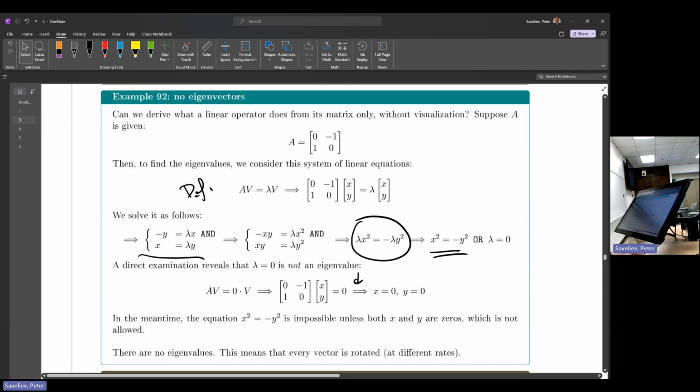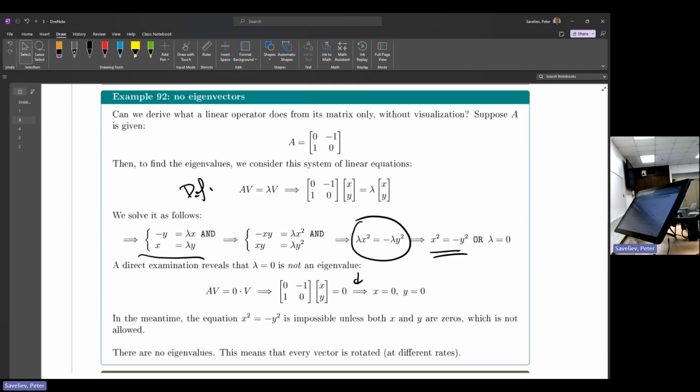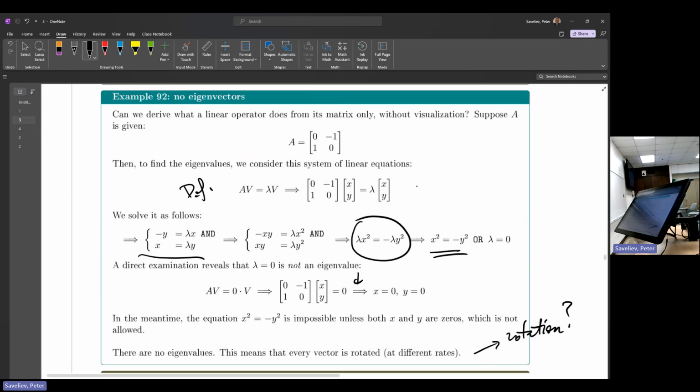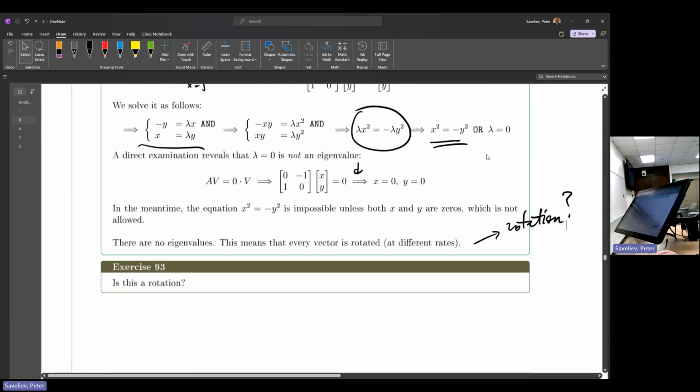So there are no eigenvalues, there are no eigenvectors, and then you might guess that it must be a rotation. Yes, it is a rotation. Which means that the dynamics of this might have something to do with the predator-prey model, when you have some kind of cyclical behavior. So we'll get to that.